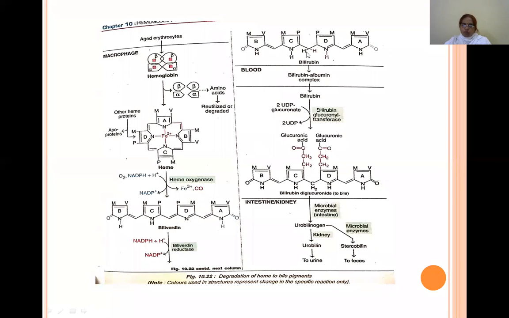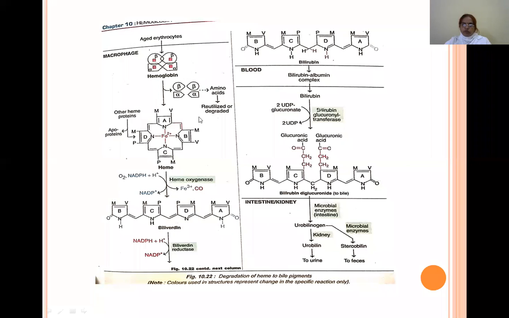Now see the formation of bilirubin from biliverdin. This reaction is catalyzed by biliverdin reductase. Don't forget, biliverdin reductase is an NADPH dependent enzyme. This also reduces the methylene bridge between the C and D rings.